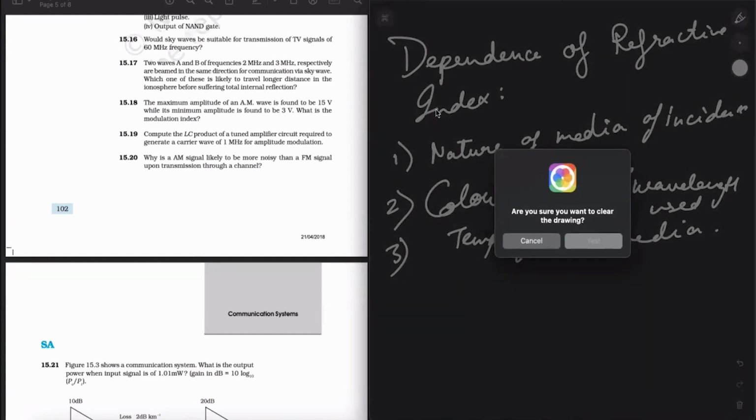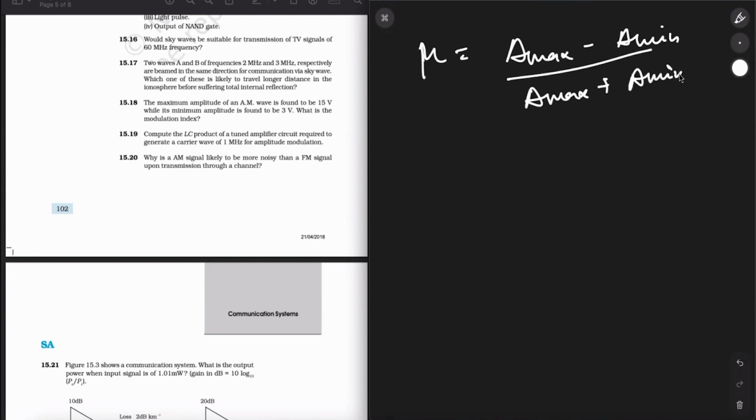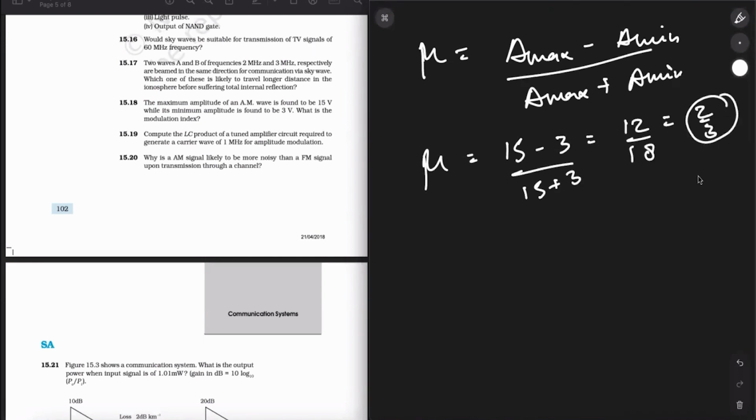Now next is question number 18. The maximum amplitude of an AM wave is found to be 15 volts, while its minimum amplitude is found to be 3 volts. What is the modulating index? It is a very easy question, right? Modulating index mu can be written as A max minus A min divided by A max plus A min. Now A is the amplitude of the modulated wave, so mu is equal to 15 minus 3 upon 15 plus 3. So it can be written as 12 upon 18, which is 2 by 3. This is the modulating index.